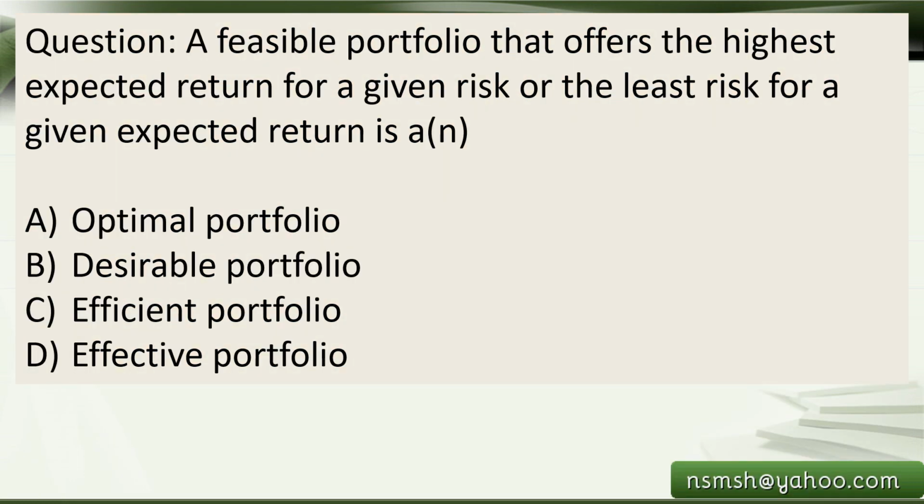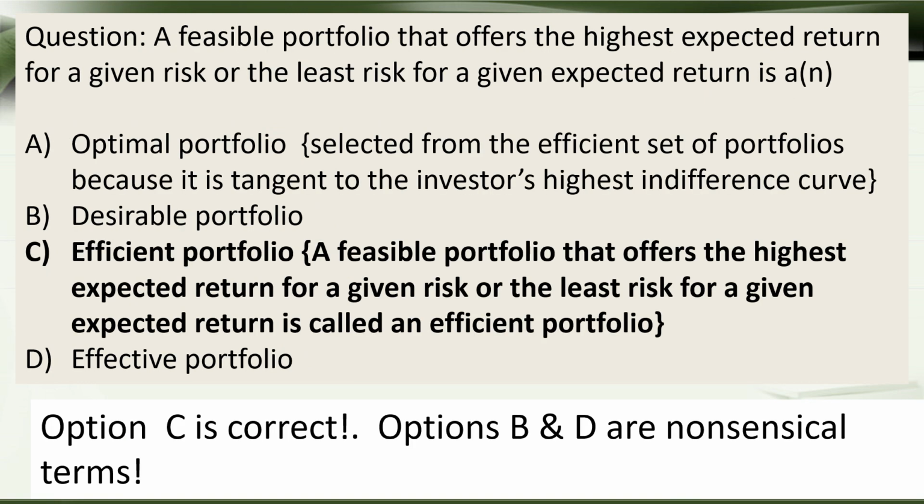So let's see a question. A feasible portfolio that offers the highest expected return for a given risk, or the least risk for a given expected return, is what we studied just now. If you can remember, then we can see these things. So it is option C, as one of you has answered correctly.